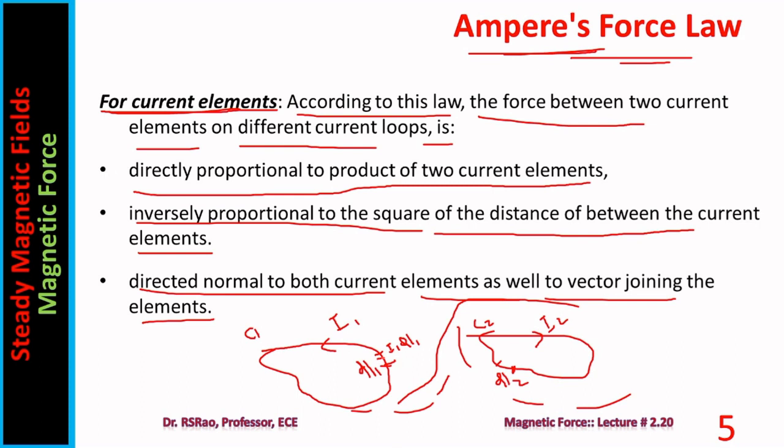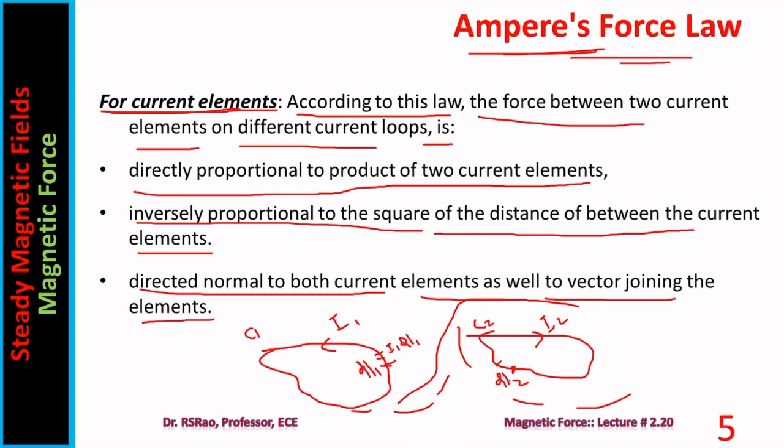So far we considered the field given by I1 DL1. If we consider the entire length of C1, it gives rise to a certain amount of more field in this region. Naturally, because DL1 is small, if you consider the entire loop, we can expect that the field given by the entire C1 is going to be very large. Therefore, the force that exists between I2 DL2 and C1, we can expect to be very large when compared to the force that exists between I1 DL1 and I2 DL2.